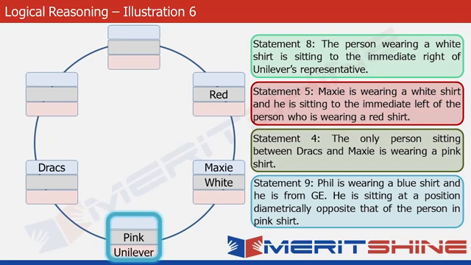The diametrically opposite position would be the one that's highlighted in yellow now. So we can easily fill Phil, blue and GE in this box highlighted in yellow.